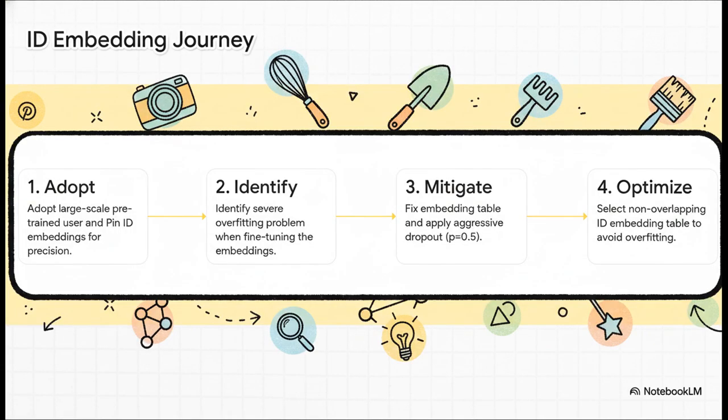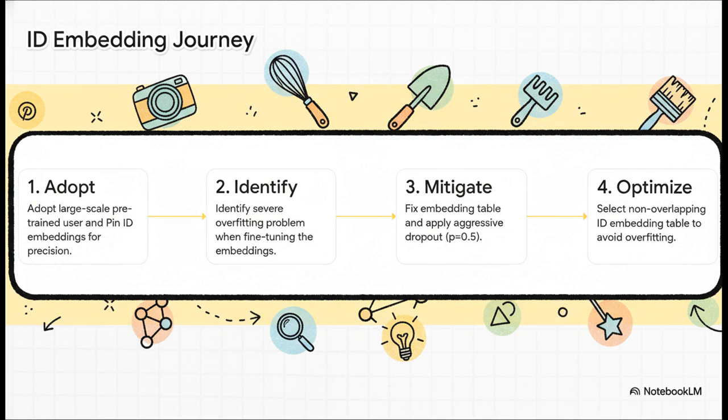Now, another huge lever they pulled was using pre-trained ID embeddings, basically really smart numerical representations for every single user and pin. The problem? When they tried to fine-tune these, the model started to overfit like crazy, so they had to debug this. Their first attempt was to just freeze the embeddings and apply a ton of dropout. It kind of worked. But the real breakthrough was a super clever trick.